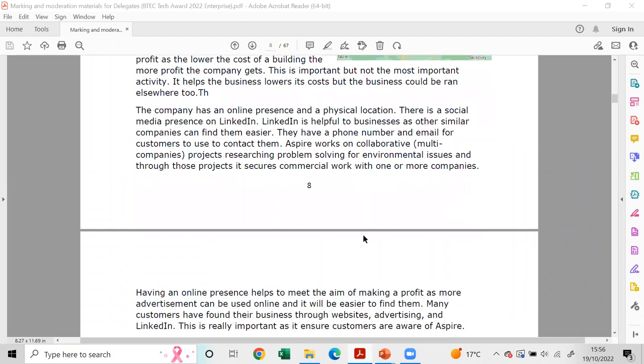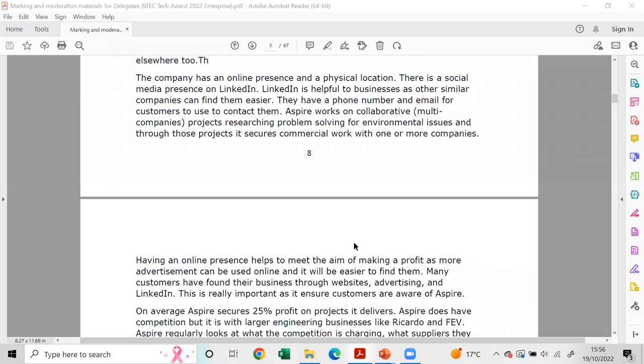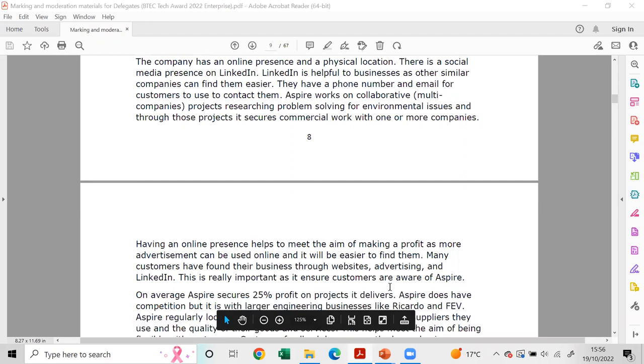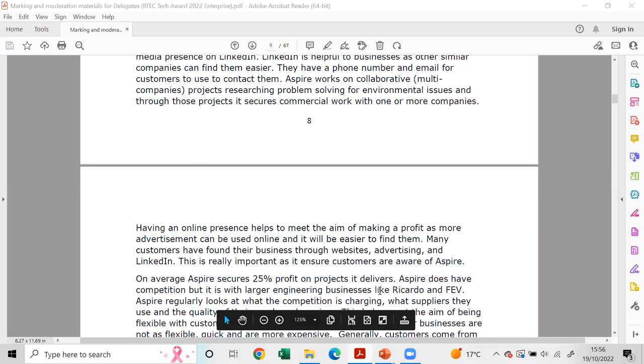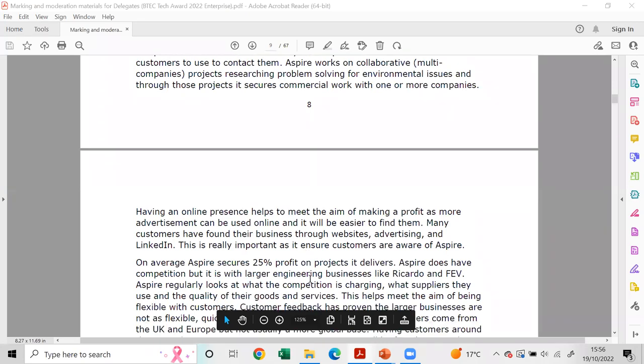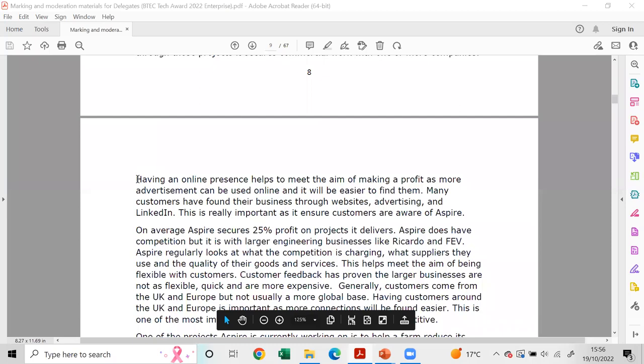Okay. Then they've gone on to look at the online presence, the physical location, their social media presence, the fact they're on LinkedIn, and so on. What that's actually telling you is, again, that little bit of detail they've put in. They've thought about the fact that they work collaboratively with companies, with researching, problem solving, environmental issues. And then they've again tried to make this link about having this online presence, how it helps them meet this aim of making a profit, because this advertisement that they can make is used online, it'll be easier to find them. Many customers have found them through these websites. And it's really important, as it ensures customers are aware of Aspire.